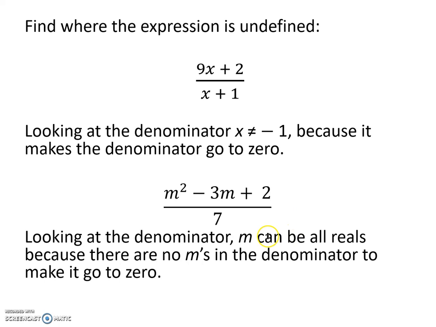On the second example, we're again looking at the denominator, but there is not a variable in the denominator, so m can be all reals because nothing in that denominator will make that go to 0.